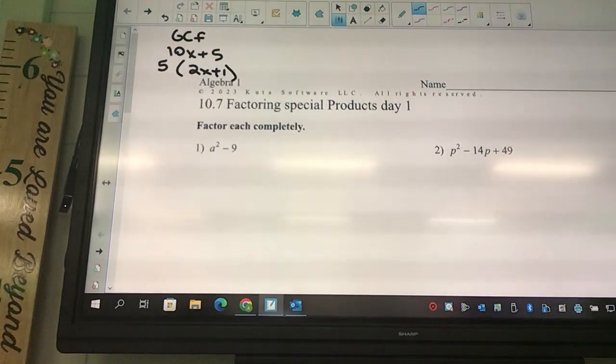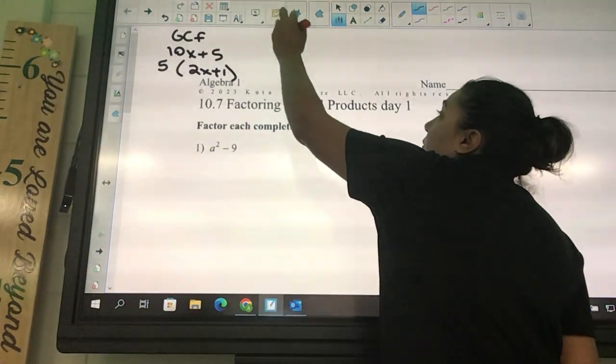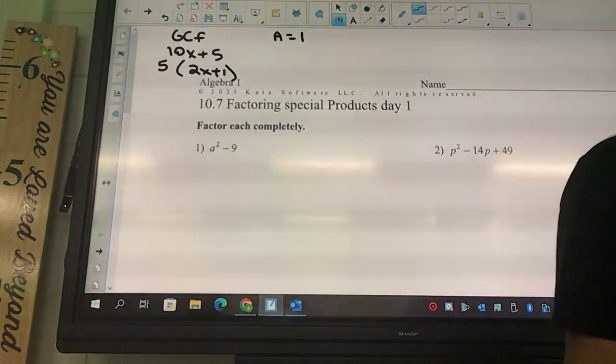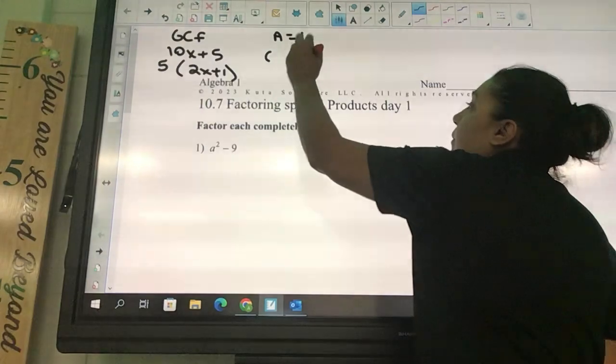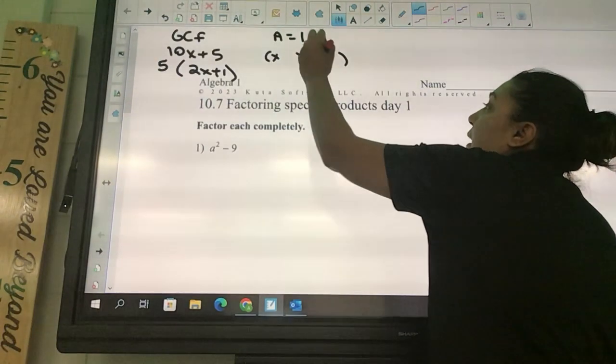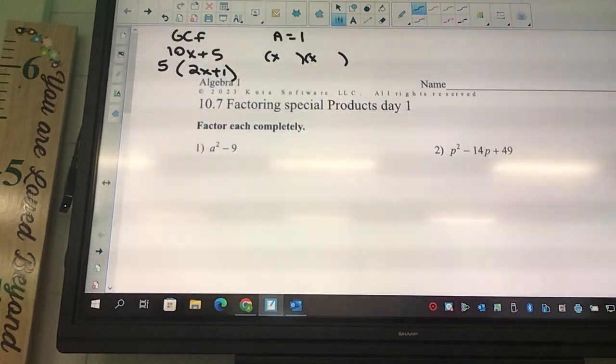And then we moved on to when a equals 1. Okay, when a equals 1, and that was like you drew 2 parentheses. We said x and x, and we found a list of a number. Those were the fairly easy ones.